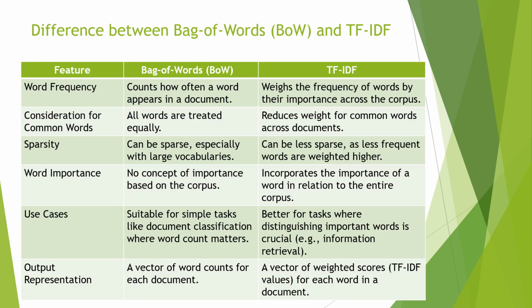So if you consider word frequency, in the bag of words method it counts how often a word appears in a document, but TF-IDF generates a weighted score of words by considering their importance across the corpus. And if you look at dealing with common words, all words are treated equally in bag of words, whereas in TF-IDF it reduces the weight for common words appearing in multiple documents.